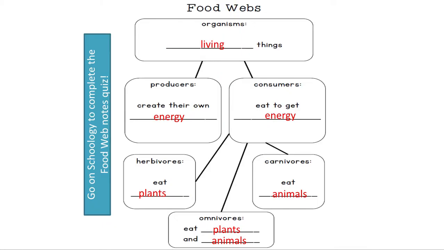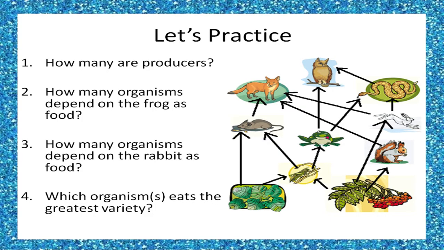These are the answers to your note sheet, so take a moment to check those. Let's practice. How many producers are there? How many producers do you guys see? How many organisms depend on the frog as food? So let's look at our frog. Our frog's right here. How many organisms depend on the frog as food?